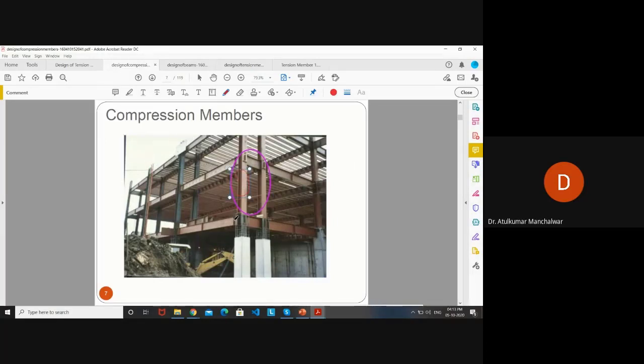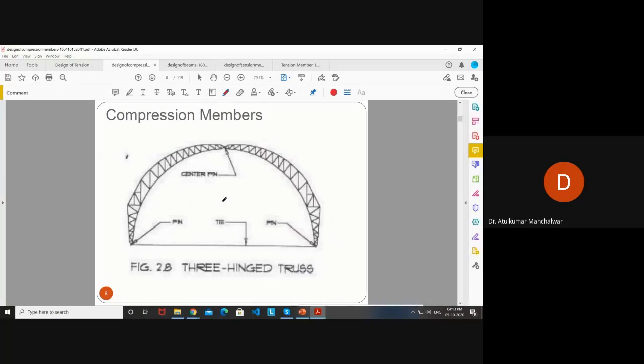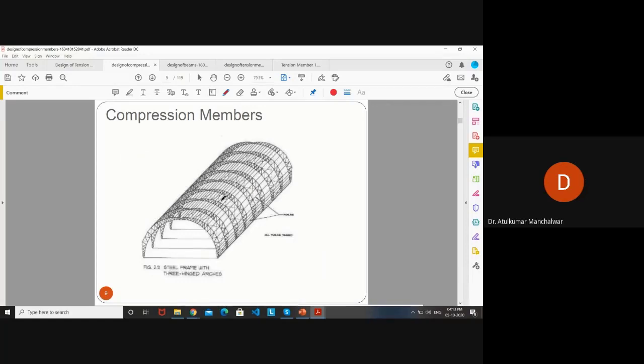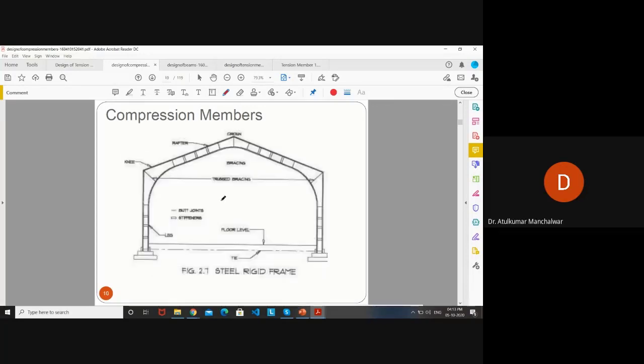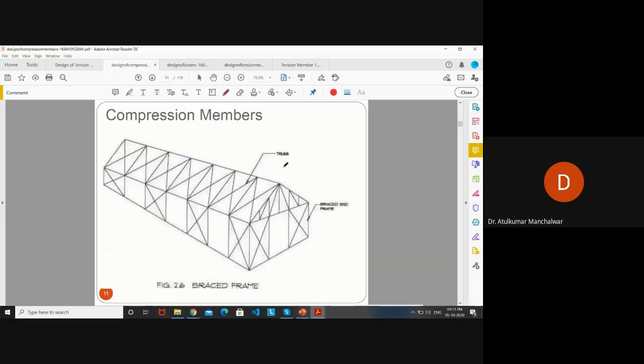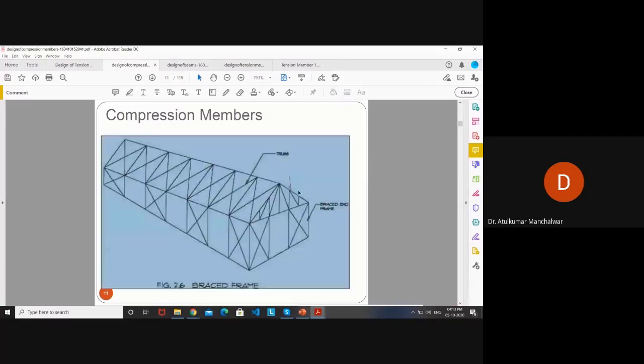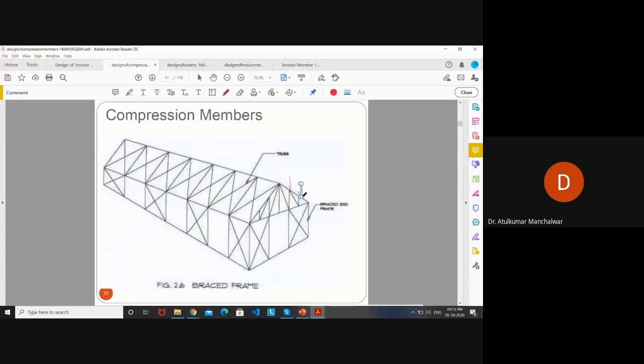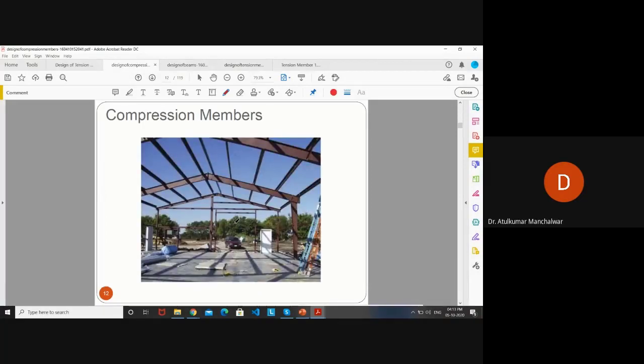Obviously, this is the column, arches, and roof arches. There is also the truss problem, where some members will be in compression and some in tension. For example, this is the truss. If there is a vertical force like this, this member will experience the compression. So I'm showing some images of truss members, which include both compression and tension members.